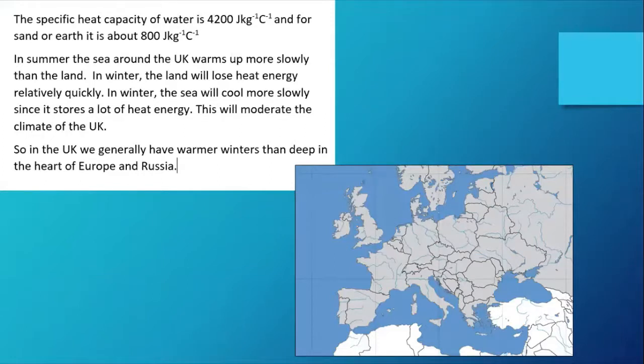Now, the specific heat capacity of water is a massive 4,200 joules, kilograms to the -1, degrees C to the -1. And for sand or earth, it's about 800.